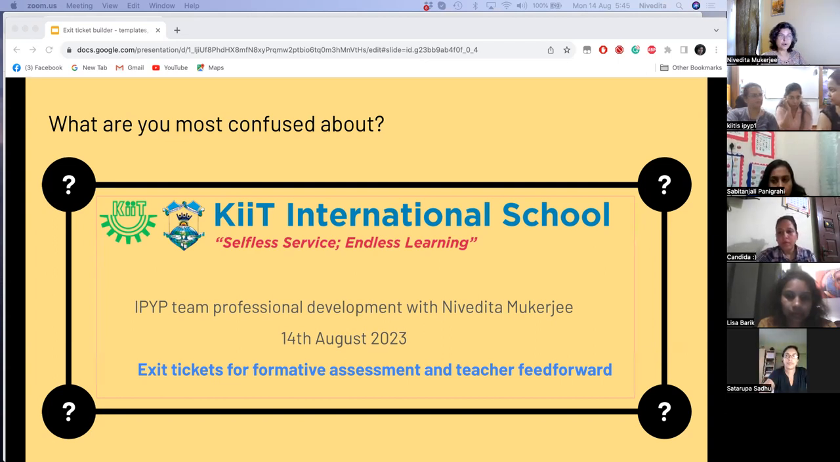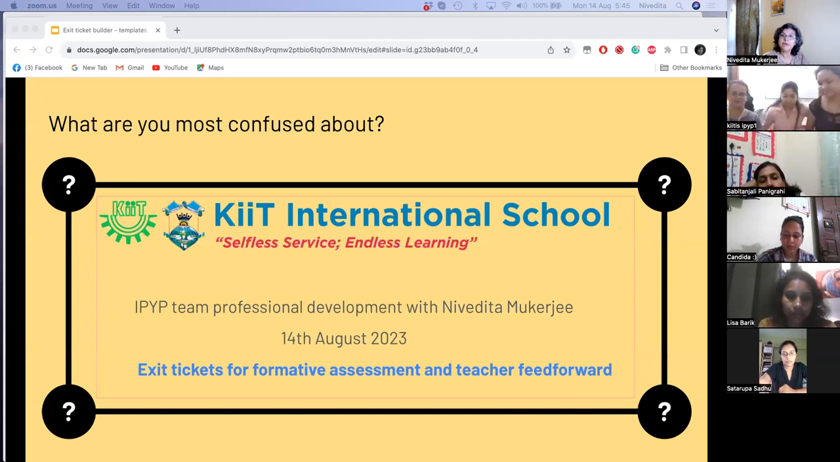As I understood from Candy, some of you are wondering when to use exit tickets, how to use exit tickets, what exit tickets are, why we should even use them, and what purpose they serve. So an exit ticket is a very standard method of checking children's learning and giving feed forward to the teacher. It's like any formative assessment as well.